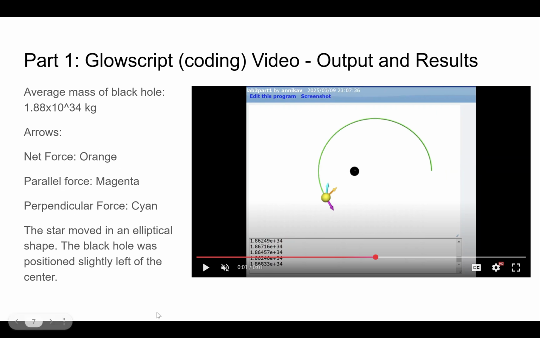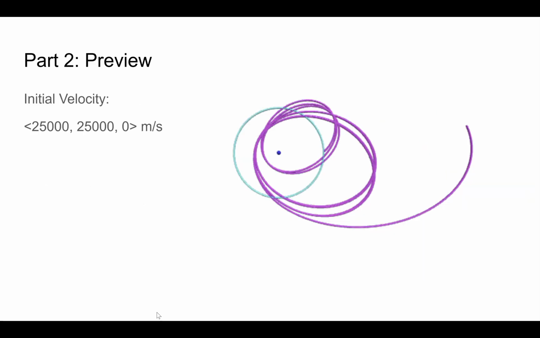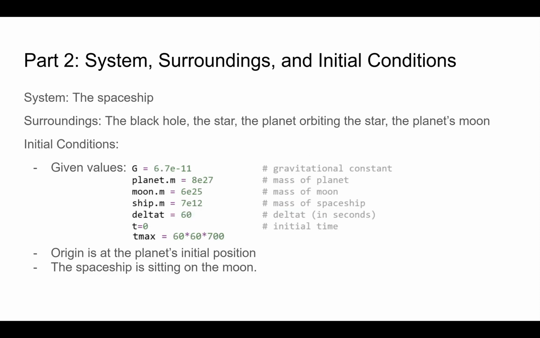So this is a preview for part 2. The initial velocity was found to be 25,000, 25,000, and 0 meters per second. The system is the spaceship. The surroundings are the black hole, the star, the planet orbiting the star, and the planet's moon. These are the initial conditions given, and the origin is at the planet's initial position. The spaceship starts by sitting on the moon.